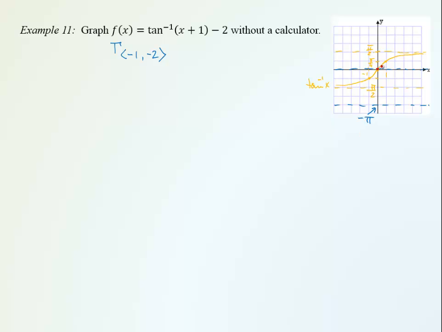The main points, these 3 points, will be moved 1 to the left and 2 down, this one as well, and that one as well. So those are the 3 main points, and we draw the shape. So the red graph is the graph of f of x.